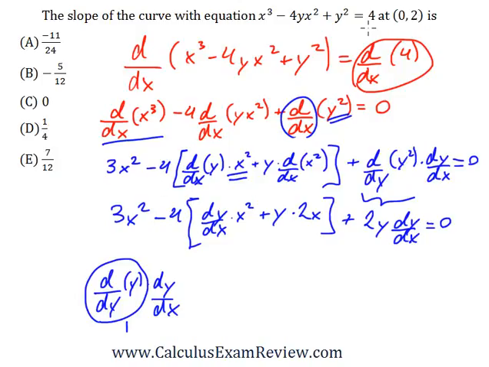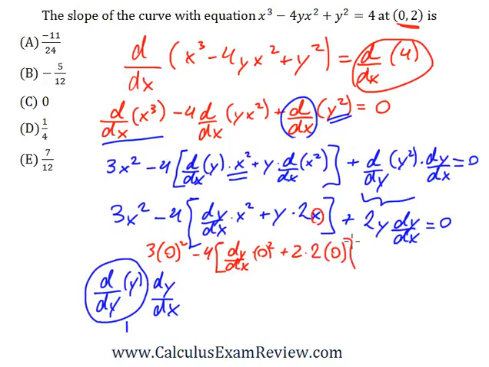So now we're getting close, because now what I can do at this point is plug in 0 for x and 2 for y. So let's do that. So I have 3 times x squared, so 0 squared, minus 4 times dy/dx times 0 squared plus y, which is 2, should have plugged it in already, times 2 times x, which is 0, plus 2y times dy/dx.